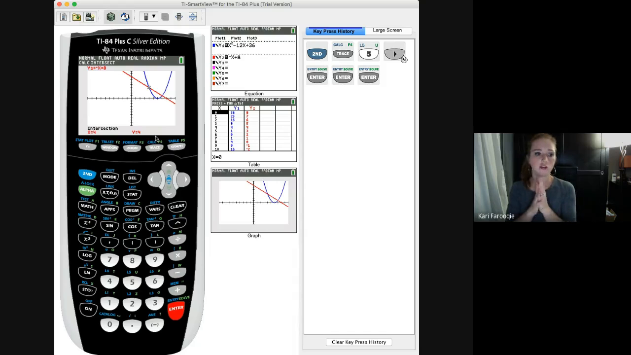Questions about how to check this in your calculator? So you have a couple different ways there. You can eyeball it, you can look at the table, or you can actually use that intersection feature.